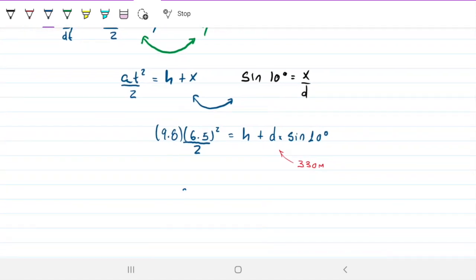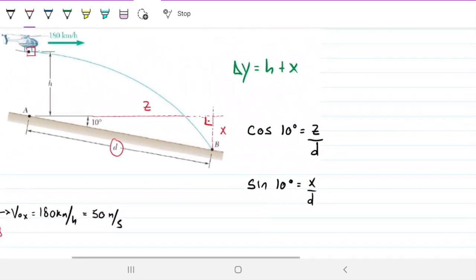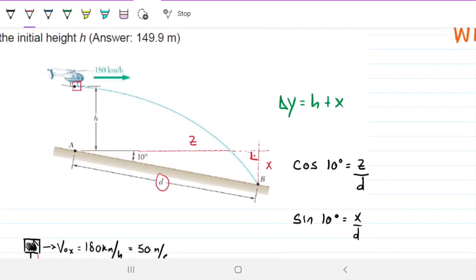Okay, so therefore h is, what did I get? 149.9 meters. That's the height from where the helicopter is originally, and the part falls off, to point B, which is directly below the helicopter where the part falls off, right? So this height here. Cool. Questions on this one?